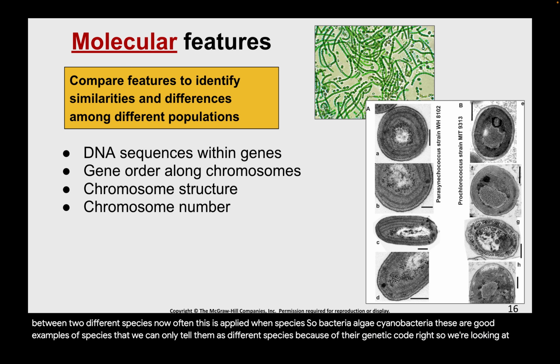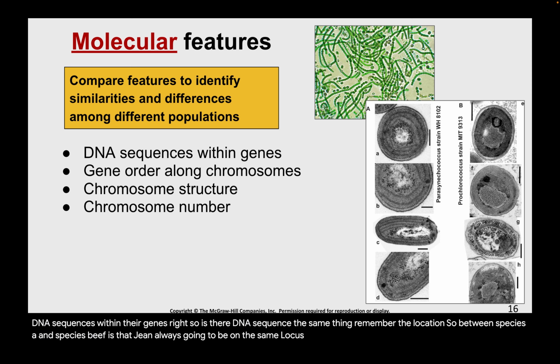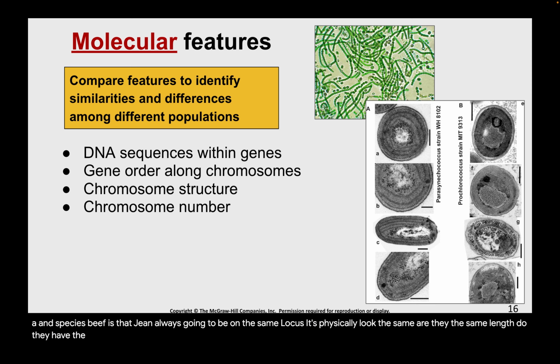So we're looking at the DNA sequences within their genes. Is their DNA sequence the same? We're looking at the order of the genes. So remember, the location that a gene occurs on a chromosome is called a locus. So between species A and species B, is that gene always going to be on the same locus? Same with chromosome structure. Do the chromosomes physically look the same? Are they the same length? Do they have the centromere in the same spot? Same with chromosome number. All right, humans, we have 23 sets of chromosomes. Other organisms can have thousands of sets of chromosomes.